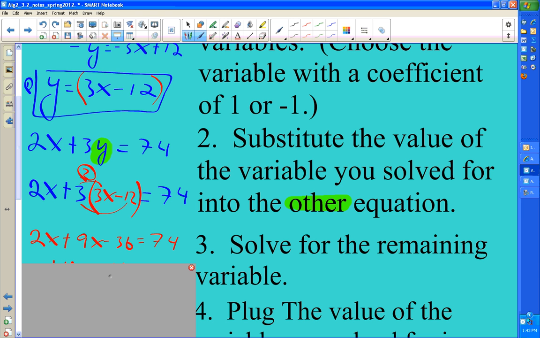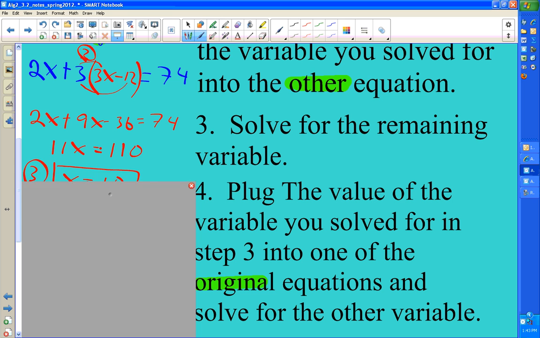We're solving for the remaining variable, which is going to be x. If you combine the x's, you get 11x. If you push the 36 on the other side, you get 110. And when you divide by 11, x is 10. You're almost done.